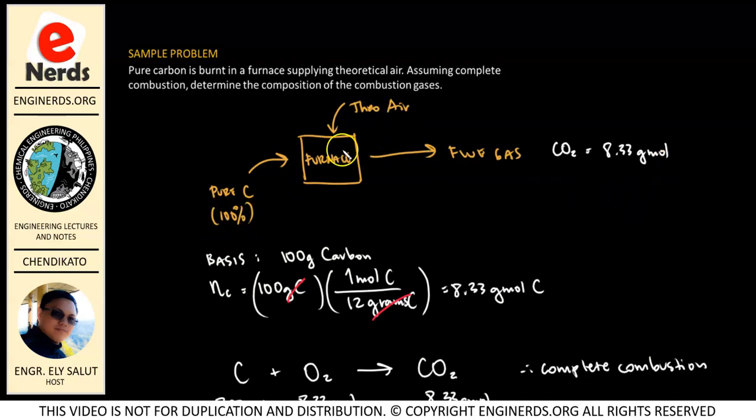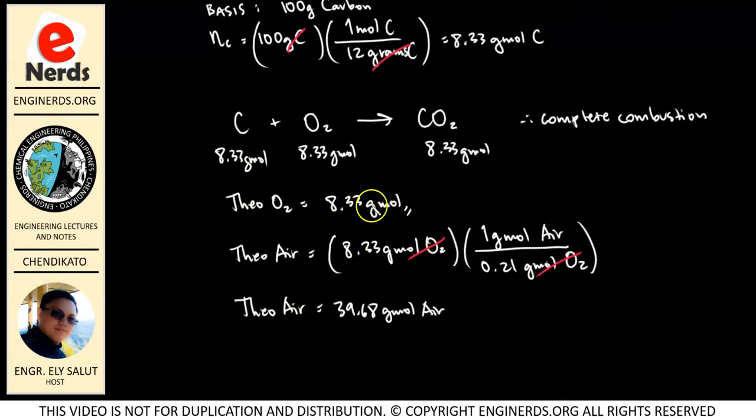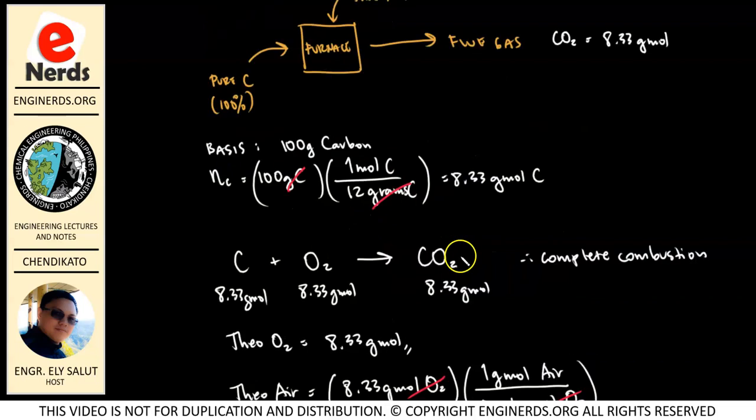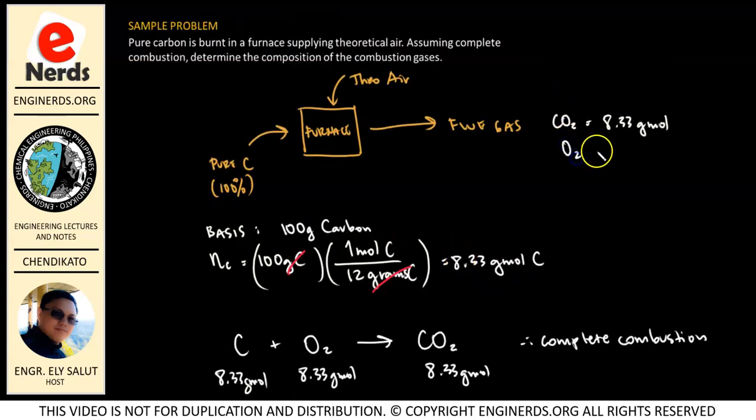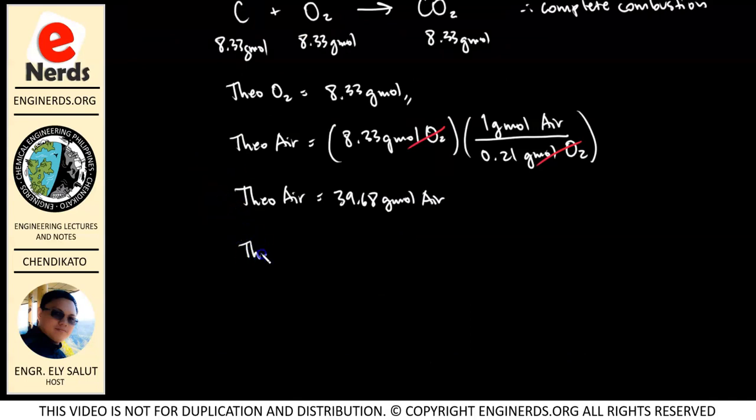Diba? So, yung theoretical O2, kasi theoretical air nga yung ating sinusupply, which is having 8.33 gram mole ng O2, which is kailangan para ma-convert natin yung carbon to CO2. So, therefore, lahat ng O2 natin dito will be consumed. So, we will have 0 here. Wala tayong O2 rito sa ating flue gas. But, we know that we are supplying air, not O2. So, dapat malaman natin gaano karaming nitrogen meron dito sa ating air. Okay, so, alam natin yung ating theoretical O2 is equal to 8.33 gram mole ng O2, di ba?